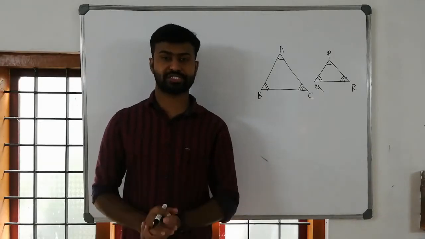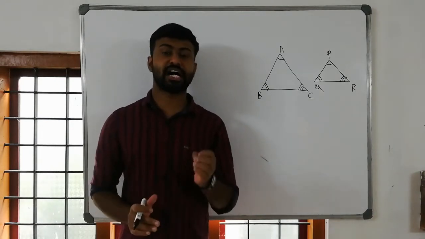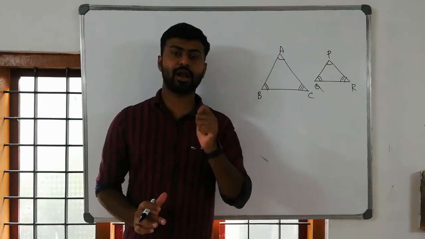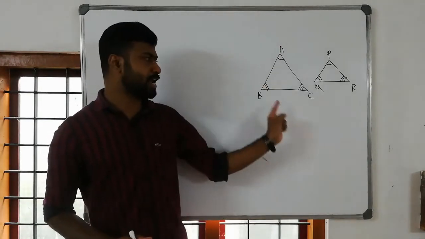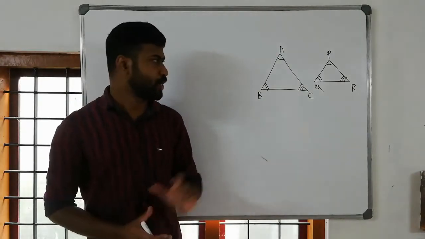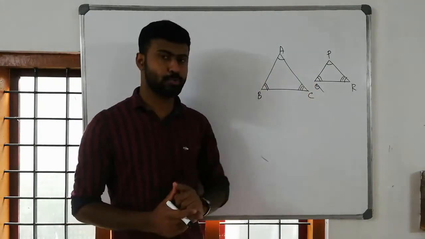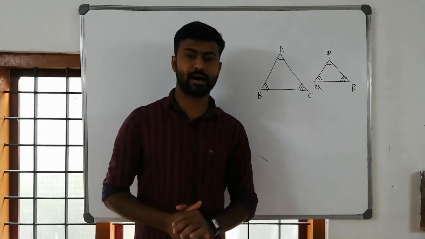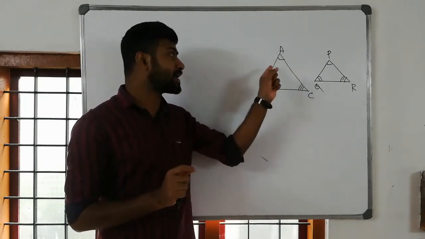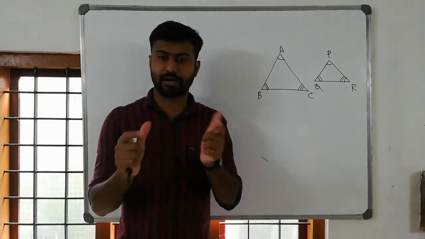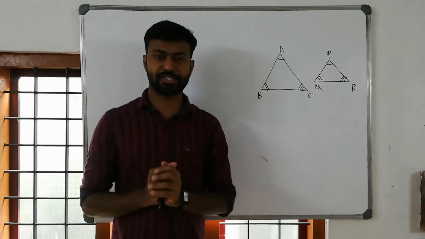Next we are going to discuss corresponding sides. In similar triangles, the sides opposite to equal angles are corresponding sides. So here you can see two triangles, triangle ABC and triangle PQR, in which angle A equal to angle P, angle B equal to angle Q, and angle C equal to angle R. Then the sides opposite to angle A and angle P are corresponding sides. That is BC and QR are corresponding sides.